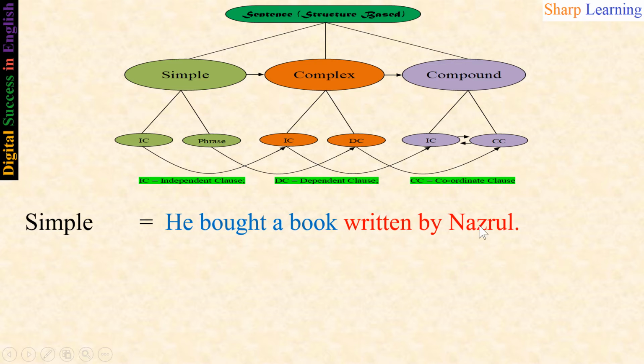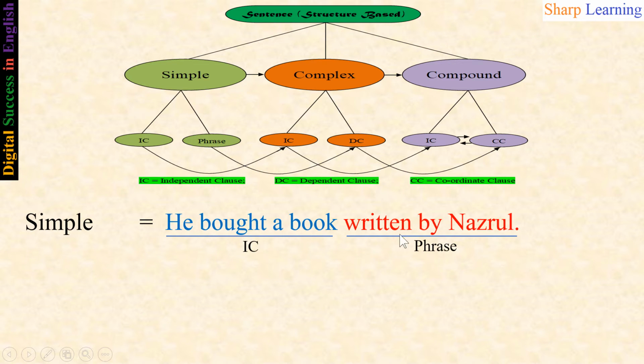He bought a book written by Nazrul. Here, he bought a book is an IC. Why is it an IC? Because we have already understood that an IC is a clause which does not have any conjunction. This clause does not have any conjunction at the beginning. Without a conjunction, there is a clause, and this clause can express its full meaning. That is why it is an IC. Written by Nazrul is a phrase, because this part has no subject and predicate. That is why it is a phrase.